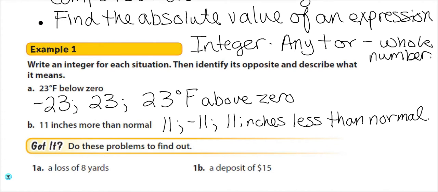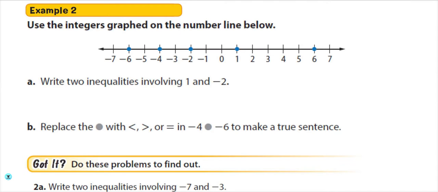Okay, and that's it. Again, tell me what the integer is, tell me its opposite, and then describe in words what the opposite means. And just use the same wording that they have. Sometimes you may have to change it just a little bit, but try to just use what they have. It makes it a lot easier. No need to reinvent the wheel here. Okay, let's go ahead and take a look at the next part.